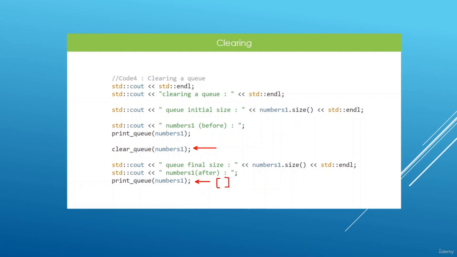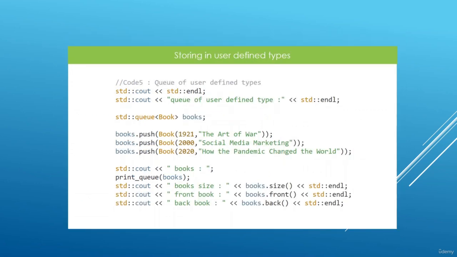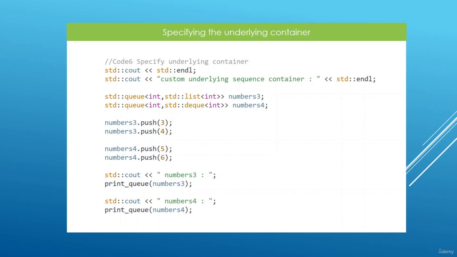We're not going to see anything inside. We can store user-defined types. Here is a queue storing Box, and you're going to see that the first thing to go in is going to be the first thing to come out when we print it out, and this is really important to see. And we can specify our underlying containers. List and deque are candidates that we can pass here, and if we print them out, you're going to see that this is going to work.